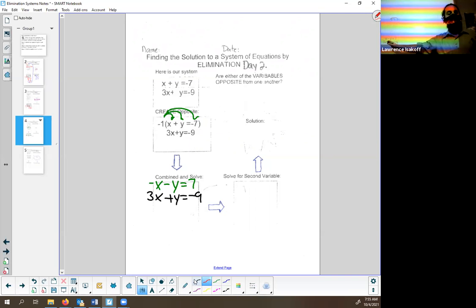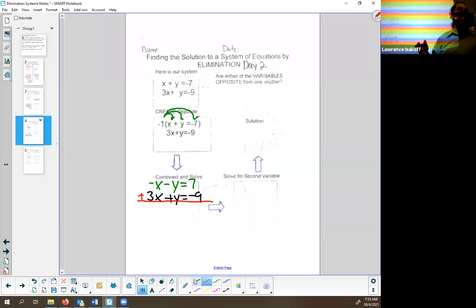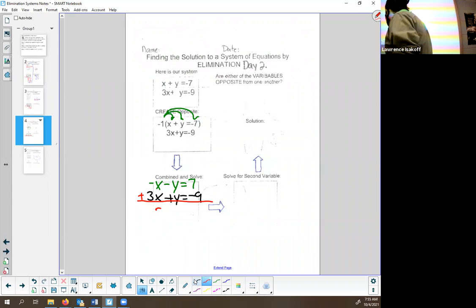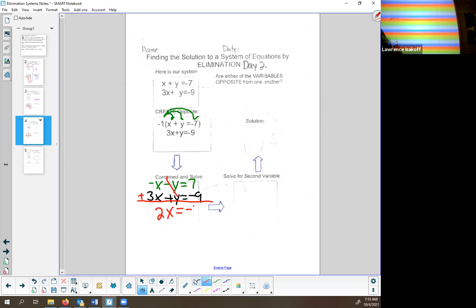Now I have opposites, right? So let's add them together. What's -x plus 3x give me? 2x. What happens to the y's? And what happens here? 7 plus -9. -2. Good, good. Finish it up. Yep, let's divide by 2.